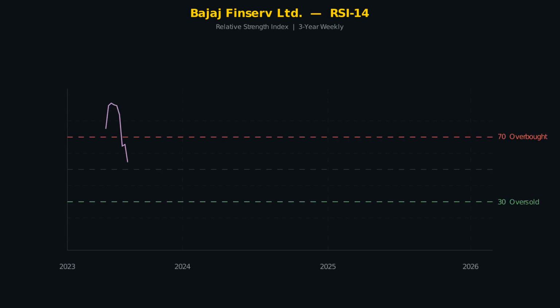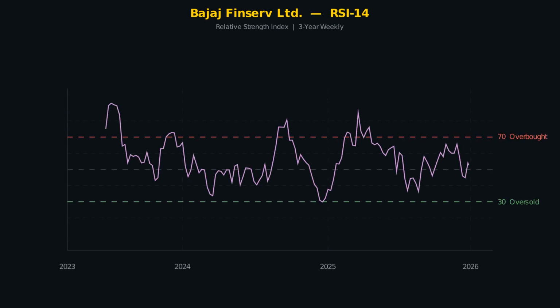Over 3 years, the red dashed line at 70 marks overbought. The green dashed line at 30 marks oversold. The current RSI reading is 31. RSI is in neutral territory. Momentum is balanced between buyers and sellers.